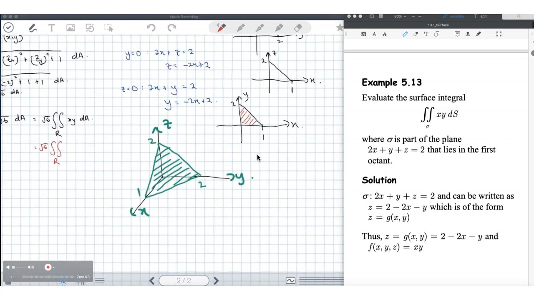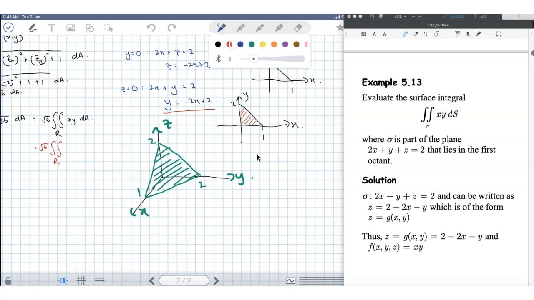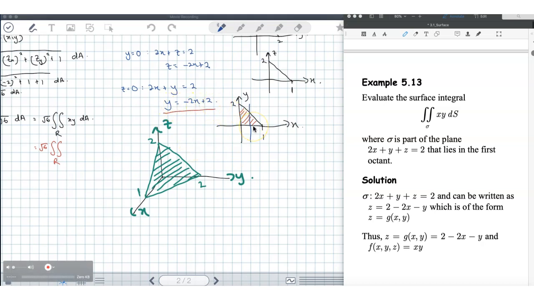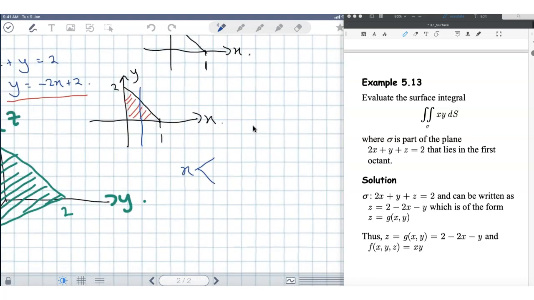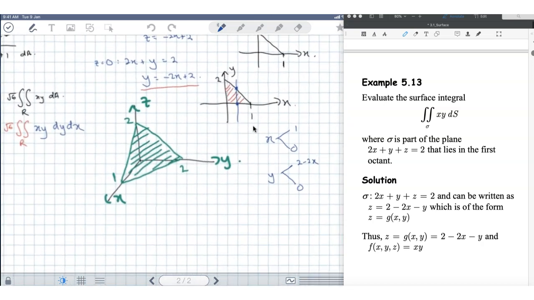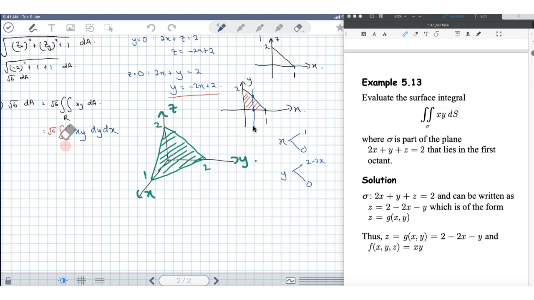So now this is your region. Your region is on the xy plane, and basically it's coming from this equation. Now you have to decide the order. Because y is in terms of x, I will choose x as constant. So for x constant, I have dy dx. The limit of x from the region here is 0 to 1, and the limit of y is 0 to 2 minus 2x. So I plug in here: 0, 1, 0, 2, 2 minus 2x.